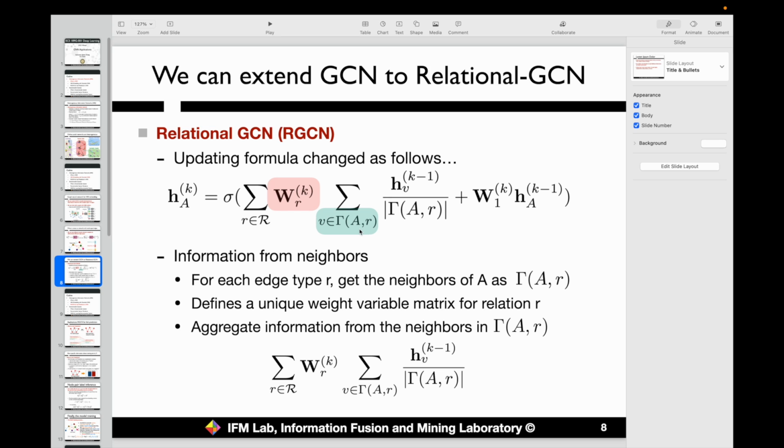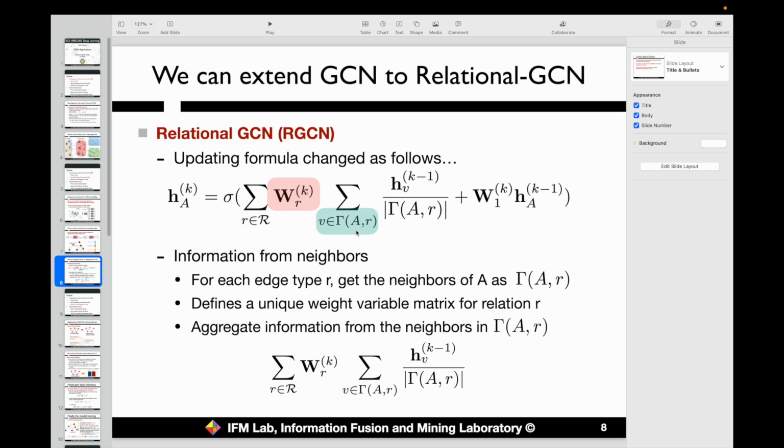For example, if we consider A is a user node and R denotes the friendship among users, then this set will be all the nodes connected to user A via friendship links. On the other hand, if we consider R to be the location check-in relationship, then we can define gamma A R representing the set of location check-ins which user A has ever checked in at in the offline world. Then this gamma A R will cover all the location check-ins instead. So by considering the connection types, we can categorize the neighbors of node A into different subsets, right?